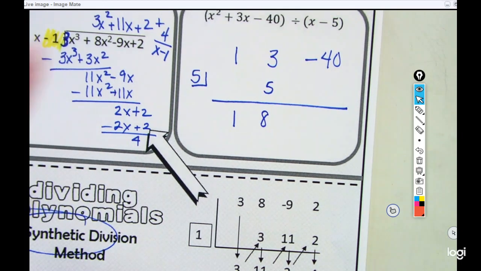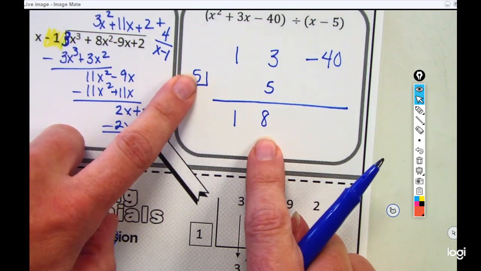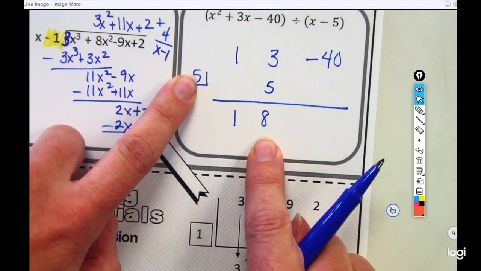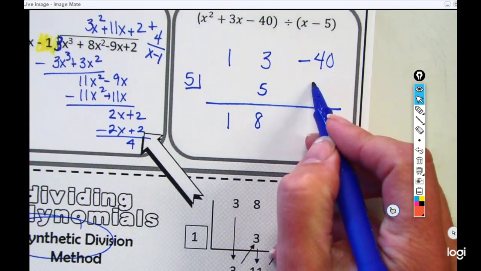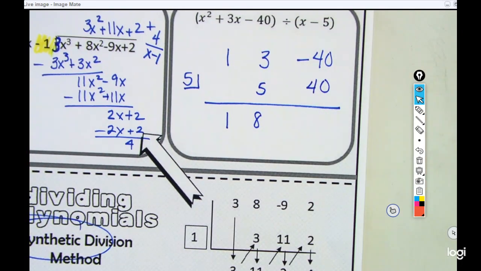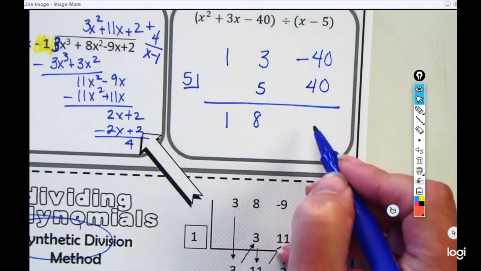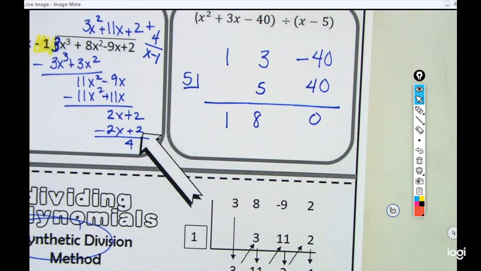All right, now we're going to times again. 5 times 8. 40. We're going to put that in the next space. Combine those. What do you get? What do you think that 0 means? No remainder, for sure, and that's going to be important later when we're learning more stuff.